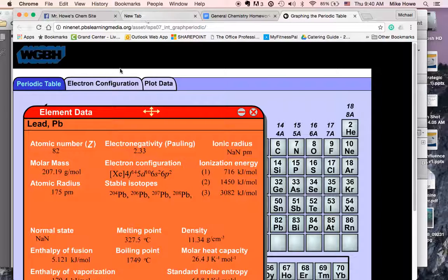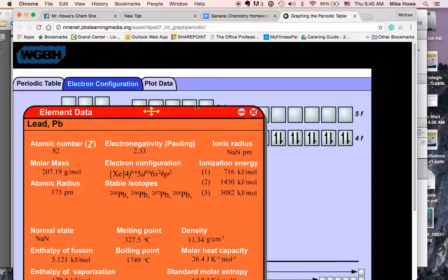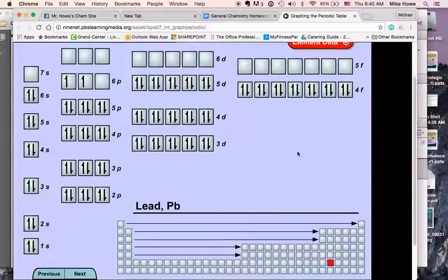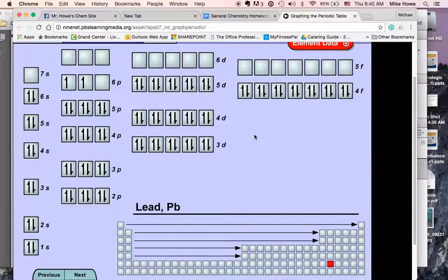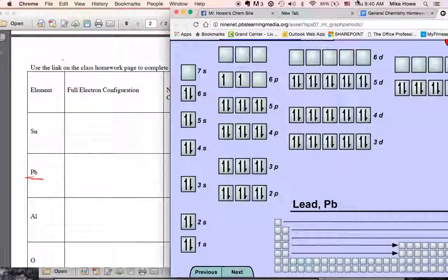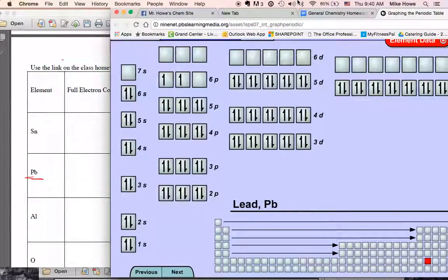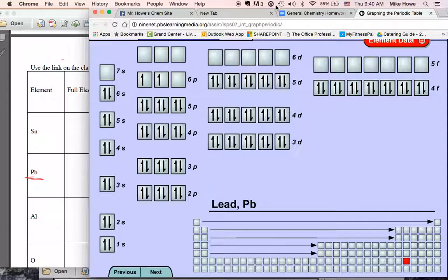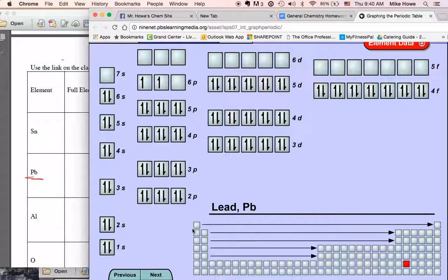If you wanted to, you could look at the electron configuration of lead on this chart. See lead right there, and this is the electron configuration. That's what the boxes with the arrows are. So let's set that aside. We know we've got 82 electrons that we have to put in. I don't know if I can keep them all on the same screen here. So I'm going to tell you what I'm going to do, then I'm going to do it.